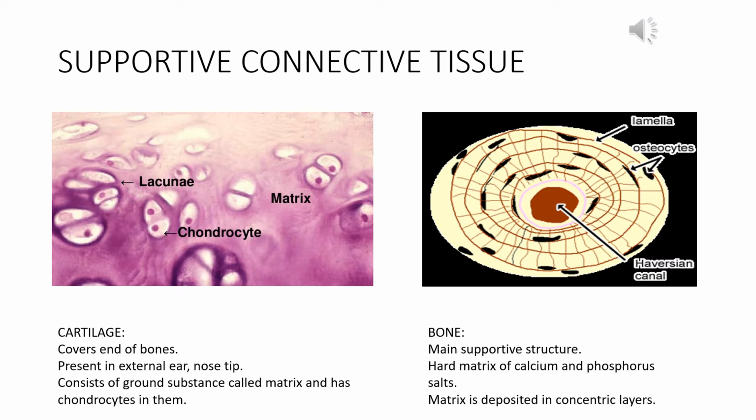They have a central canal, or a common center, which is known as the Haversian canal, as pointed out in the picture. And around the Haversian canal, the matrix is deposited in concentric layers. You are actually looking at a cross section of the bone. And osteocytes, osteoblast and osteoclast are different types of bone cells that you will know about in your higher classes. So, supportive connective tissue is cartilage and bone.